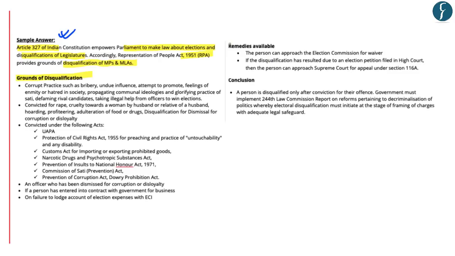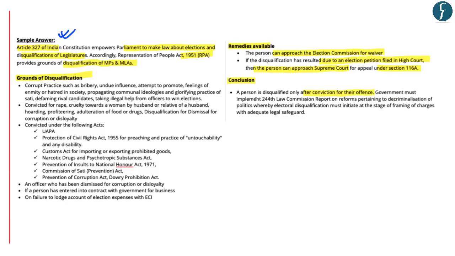And finally, coming to remedies, you can say that the person can approach the Election Commission for waiver, or if the disqualification has resulted due to an election petition filed in the High Court, then the person can approach the Supreme Court for appeal under Section 116A of the Representation of the People Act. And after writing both the grounds of disqualification and remedies available, you can straight away come to the conclusion, where you can say that a person is disqualified only after conviction of their offence.